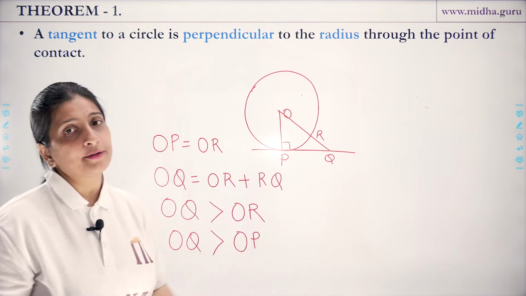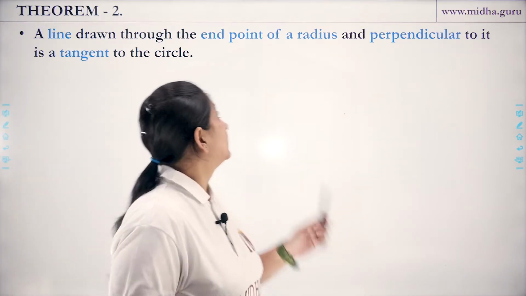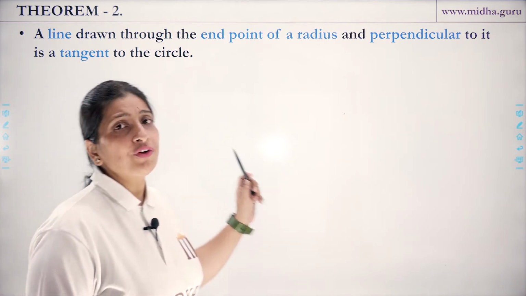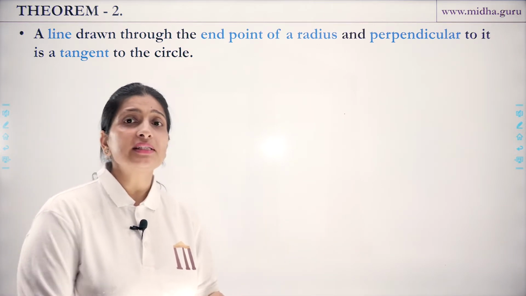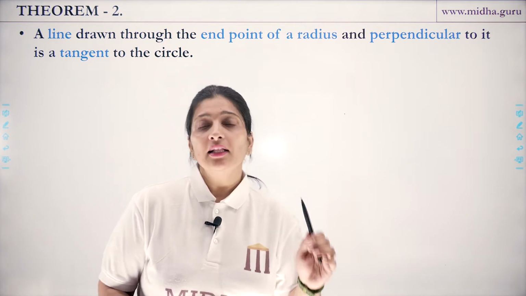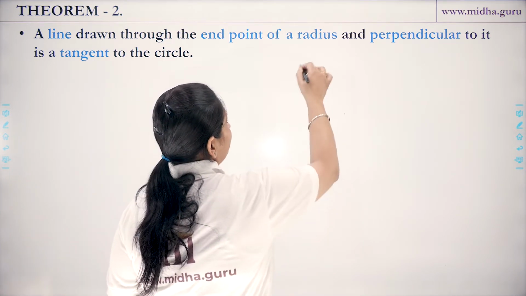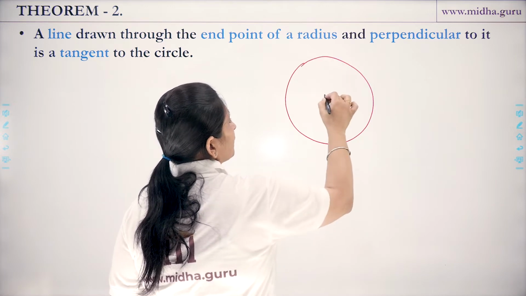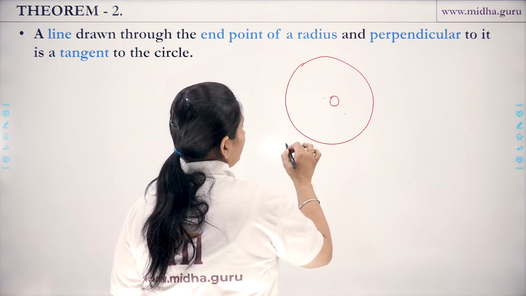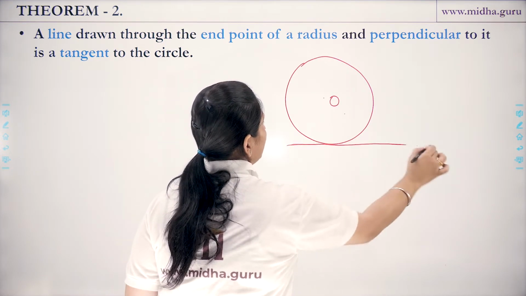The next theorem is: the line drawn through the end point of a radius and perpendicular to it is a tangent to the circle. This is the converse of theorem 1. We have a circle with center O. We have a line AB.